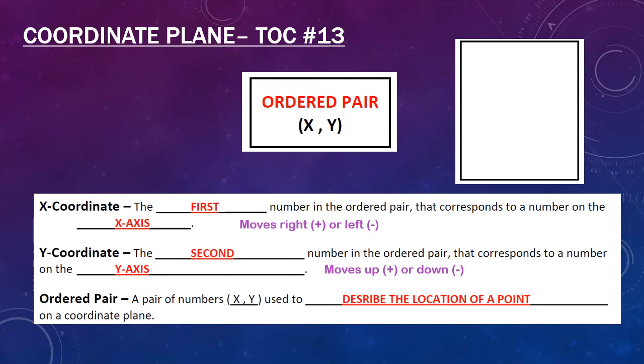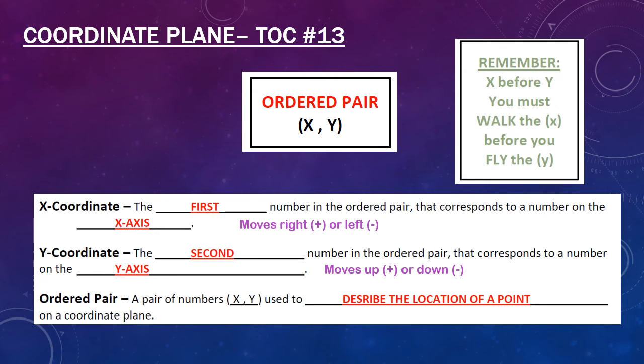Ordered pairs look like this, x comma y, but I'm going to have you add some examples here in just a second. And an easy way to remember the order that you need to go in is this little rhyme. Remember, x before y, you must walk the x before you fly the y. So that means that you have to walk, go left or right first before you can go up or down on the y. Because students want to go up or down first and then go left or right second. That's backwards. You got to walk first and then up or down.